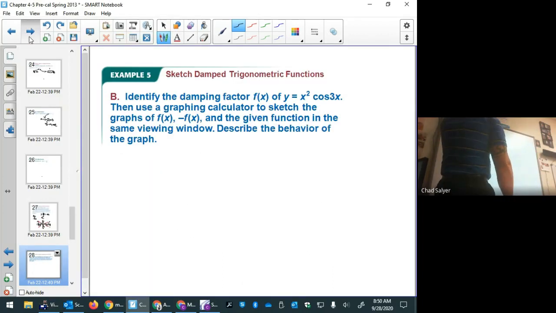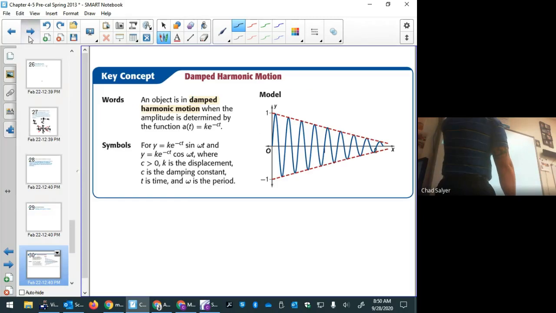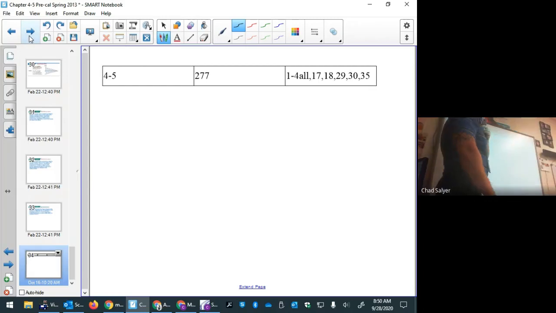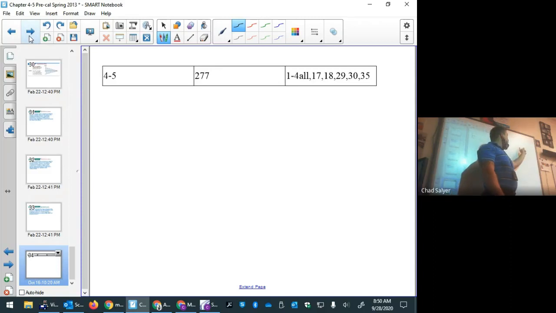Okay, so I think that's pretty much everything we need to worry about. So what I'd like for you guys to do is page 277, 1 through 4 all, and then selected problems 17, 18, 29, 30, and 35.